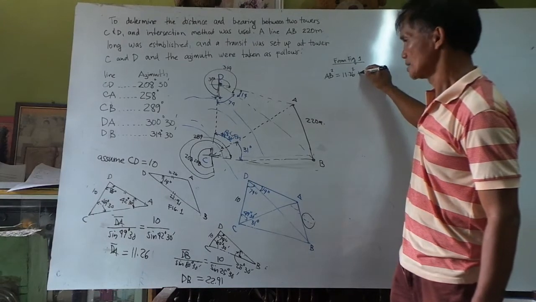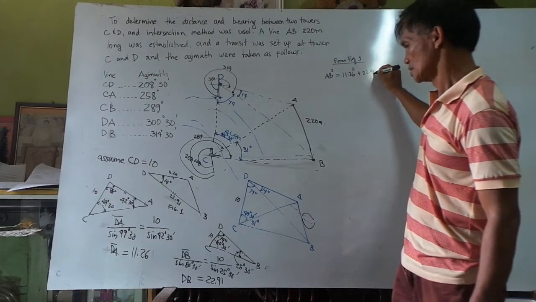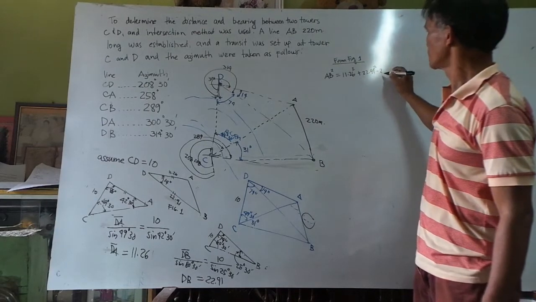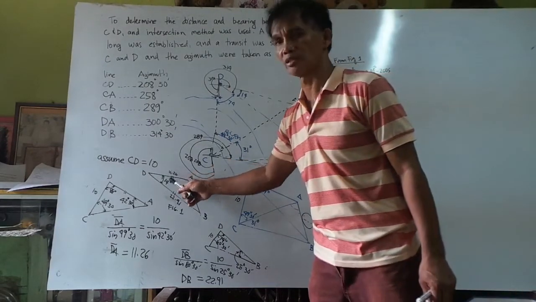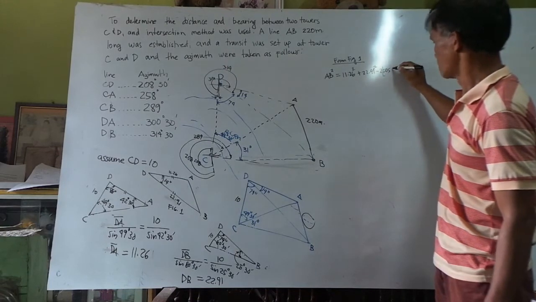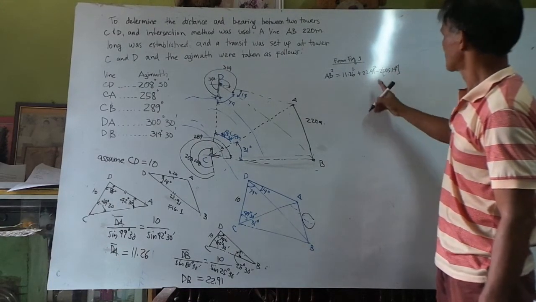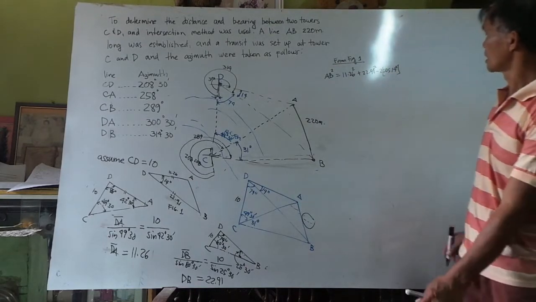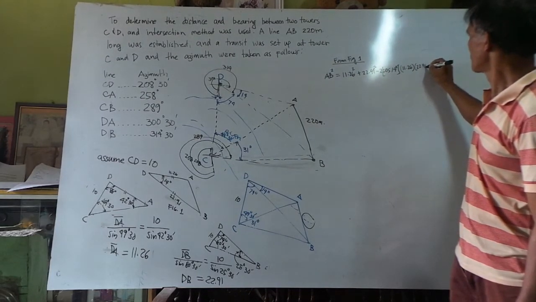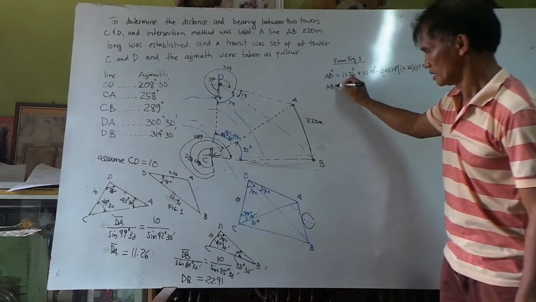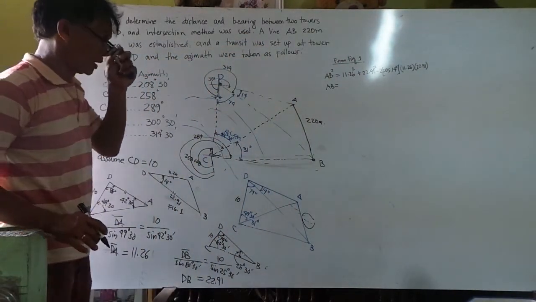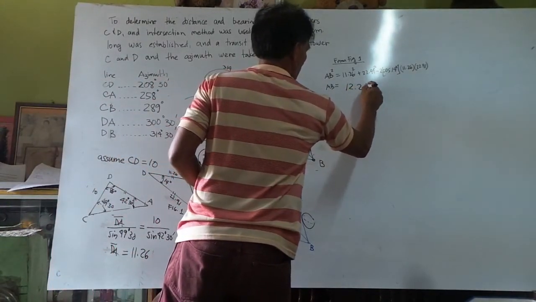So you have 11.26 squared plus 22.91 squared minus twice the cosine of that angle adjacent to the given sides, or opposite to your unknown, no? So times cosine of 14 degrees times the length of the two sides. So you'll have 11.26 times 22.91. Then you will have your AB, which is 12.29 meters.